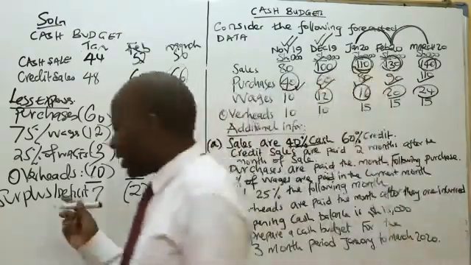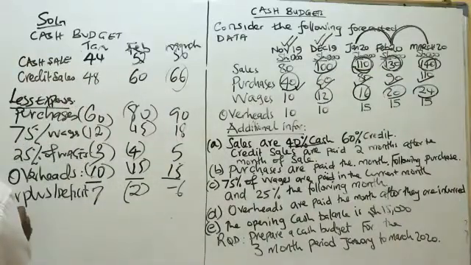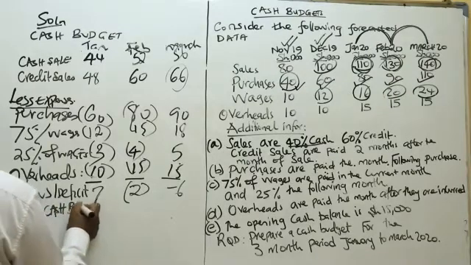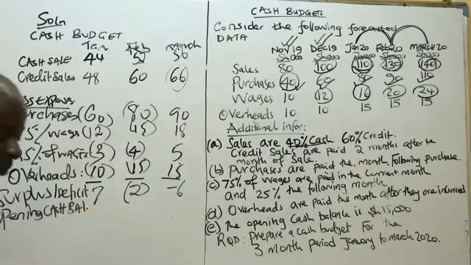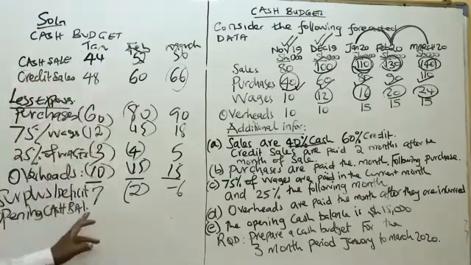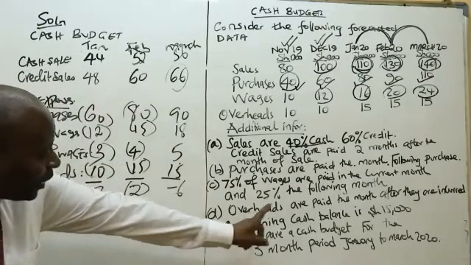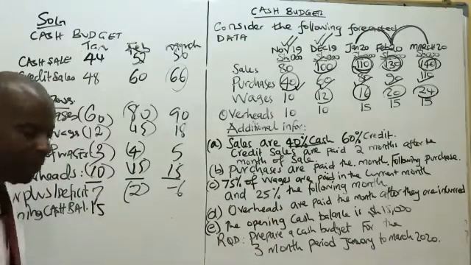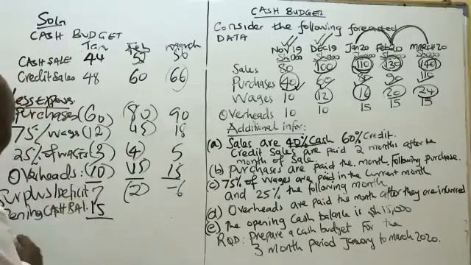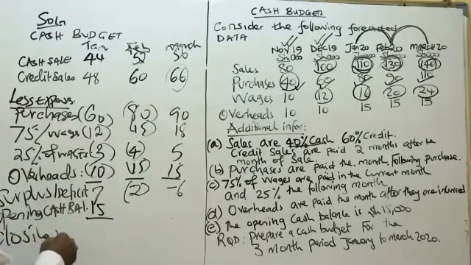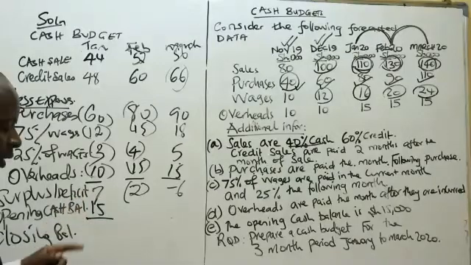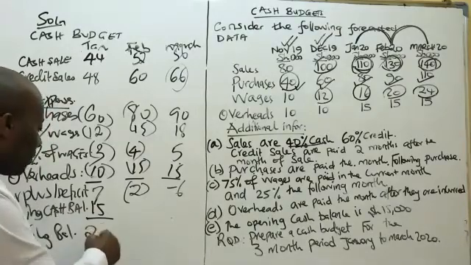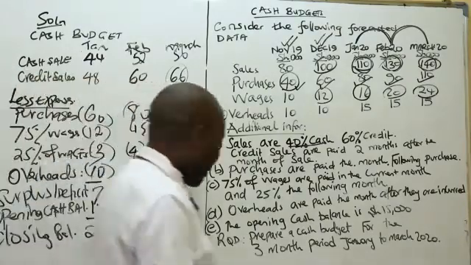Now come and give us the opening cash balance. Are you able to see the opening cash balance, ladies and gentlemen? The opening cash balance they have given us is 15. So meaning that by the end of the month, the closing balance will be 7 plus 15. What is 7 plus 15? That gives me 22.